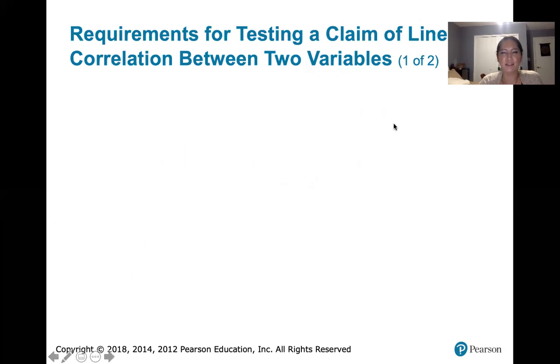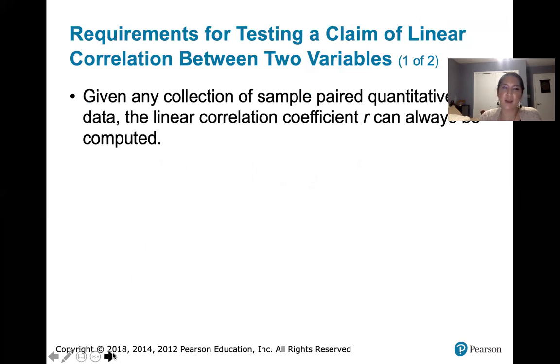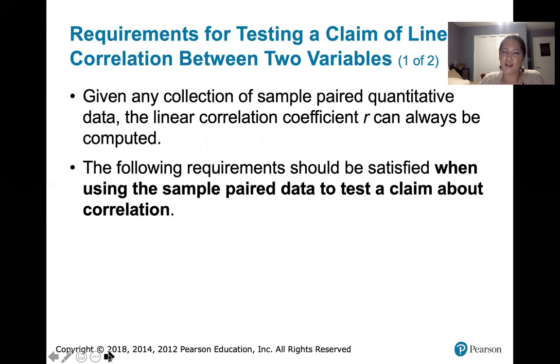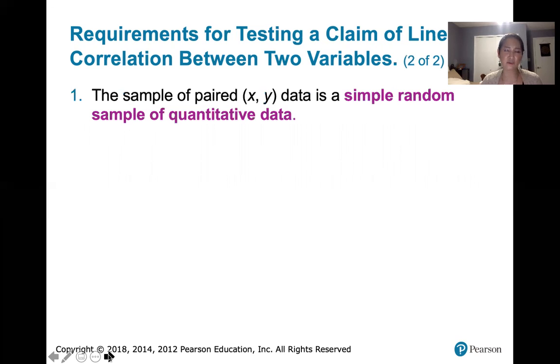Now we have some requirements for testing a claim of a linear correlation between the two variables. If you have any collection of paired sample quantitative data, we can compute that linear correlation coefficient R, but it's not always meaningful. We want the following requirements to be met if we want to use R to test a claim about correlation between one variable X and a second variable Y, where X and Y are both quantitative data. And here are those requirements.